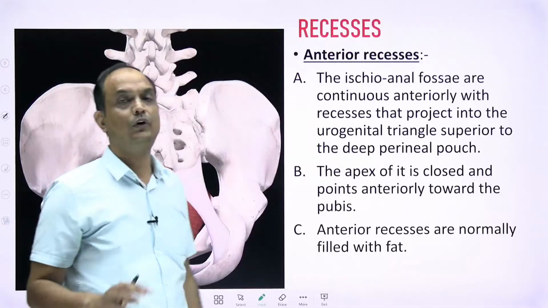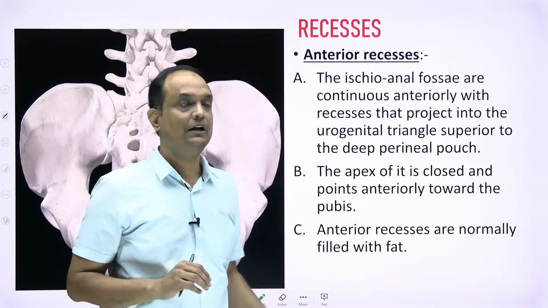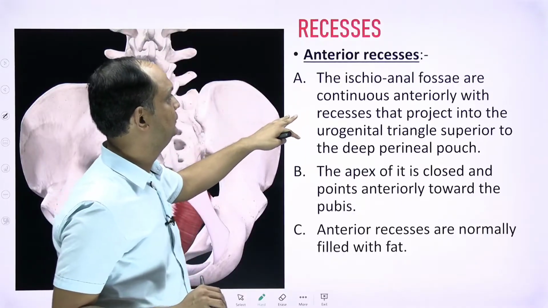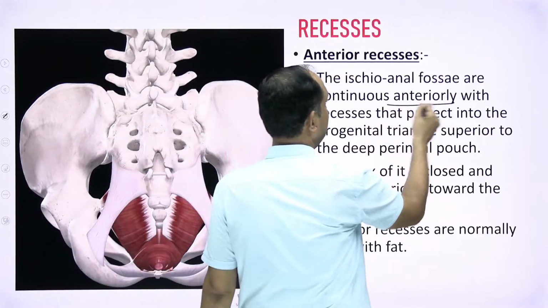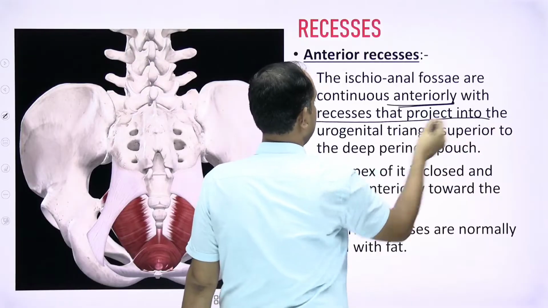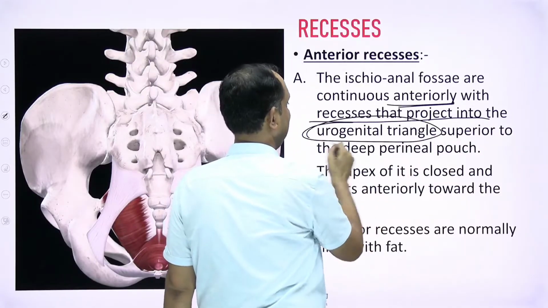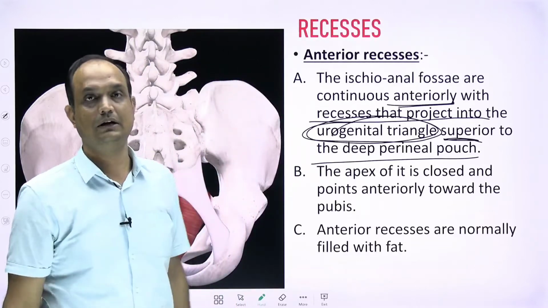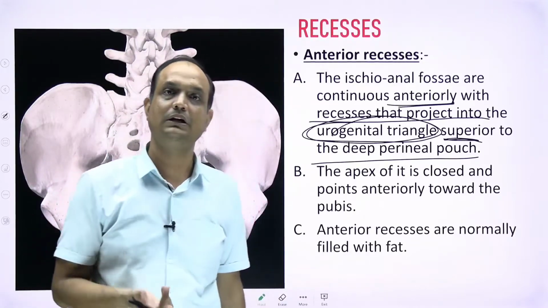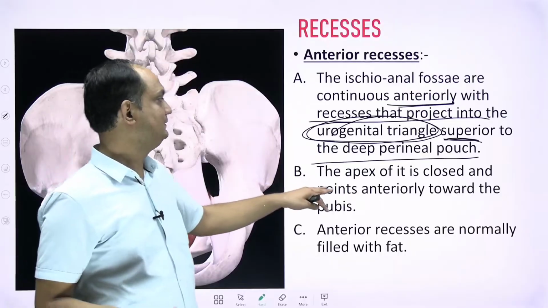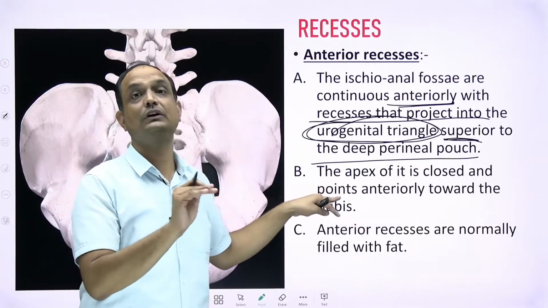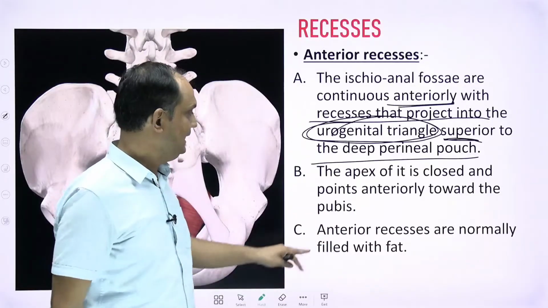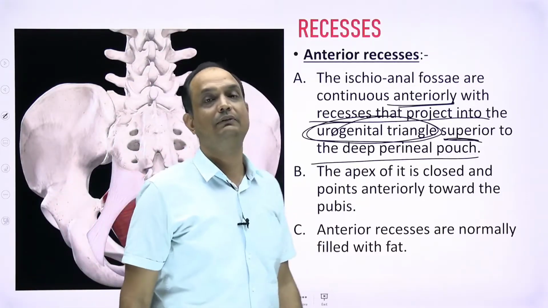Now, what are the recesses, if somebody asks? First is the anterior recess. I just told you that the ischioanal fossa continues anteriorly with a recess that projects into the urogenital triangle, superior to the deep perineal pouch, which is another name for your urogenital diaphragm. The apex is closed and it goes towards the pubic bone. So, it approaches the pubis, and the anterior recess is normally filled with fat.